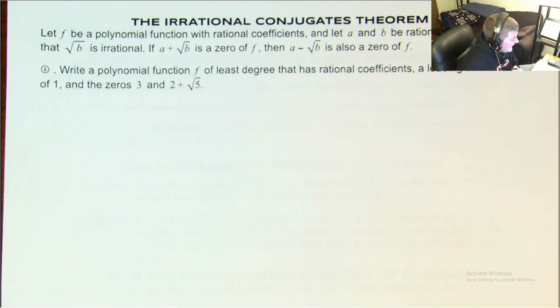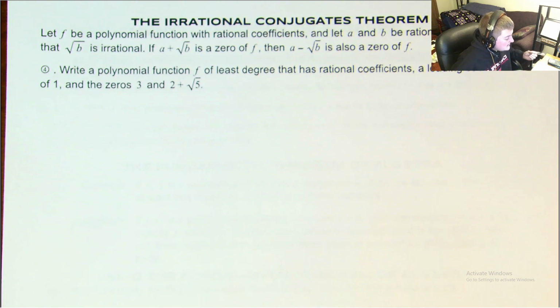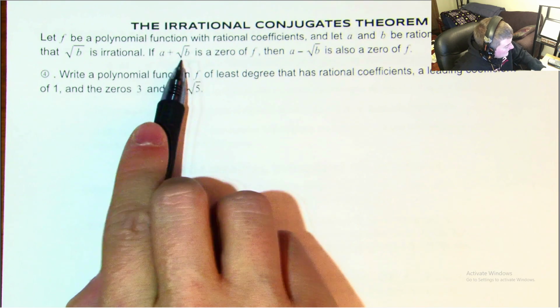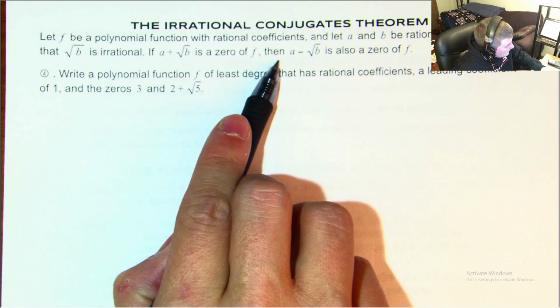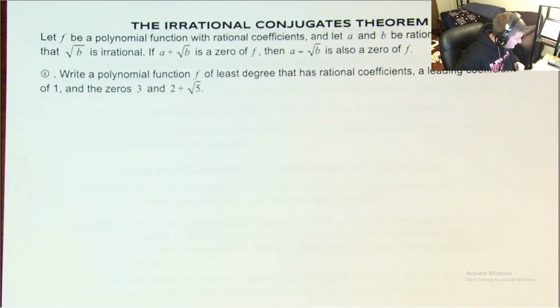Okay, so we want to let f be a polynomial function with rational coefficients, and we want a and b to be rational numbers, but such that the square root of b is irrational. What that's saying is if a plus the square root of b is a 0, then automatically a minus the square root of b is also going to be a 0.